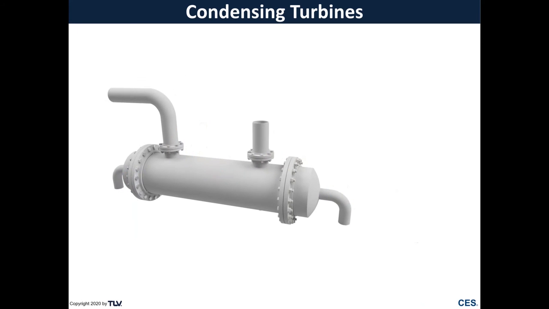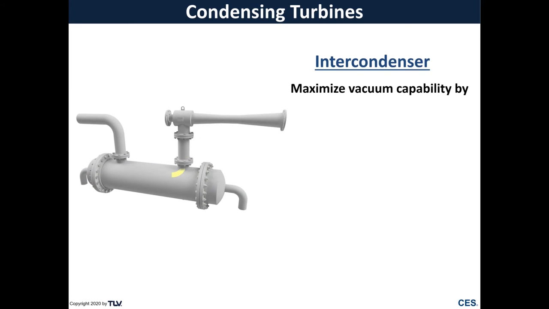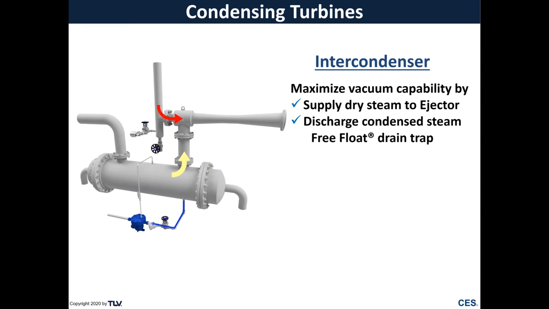So by using a best practices approach, we can maximize the vacuum capability by supplying motive steam to the ejector, discharge condensed steam with a free float drain trap, and ensure proper balancing between the trap and the condenser.